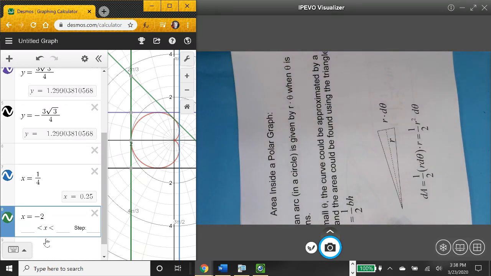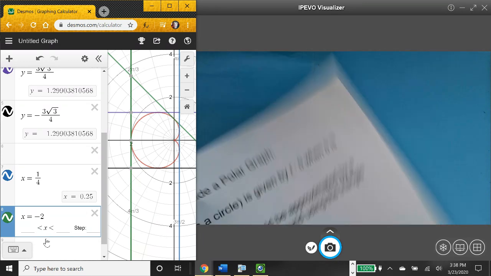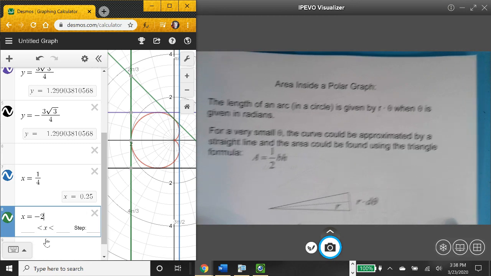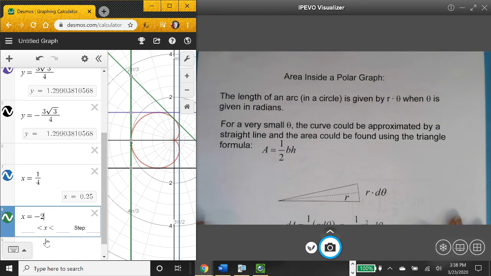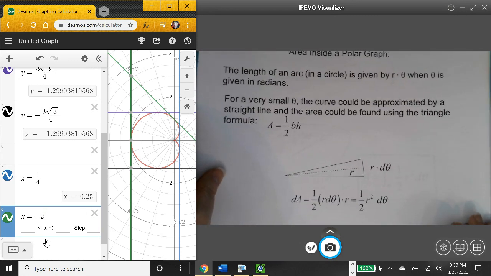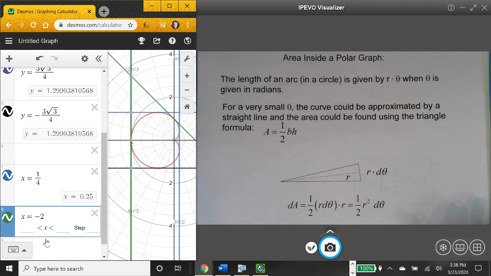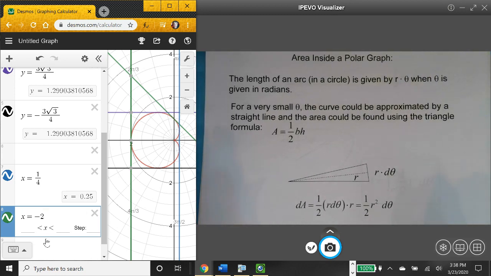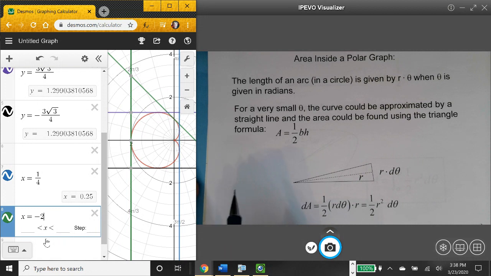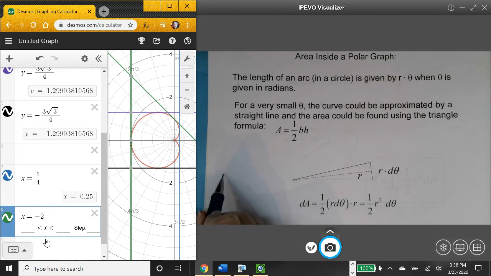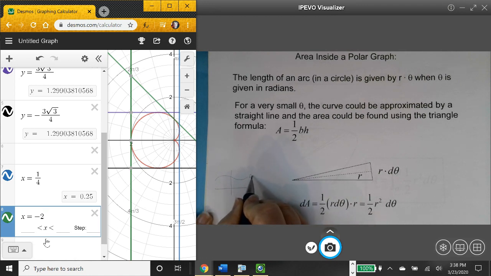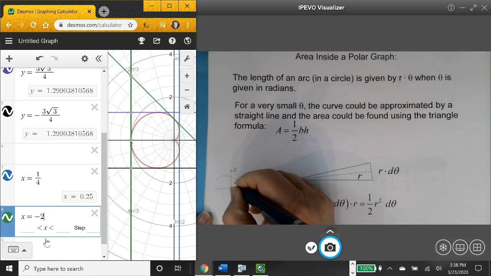The second thing we do with polar curves is we have to find the area inside a polar graph. Now in rectangular curves, we're finding the area between the curves, under the curve. So I'm going to draw a slight example. This is what we're used to. We're used to having some function where y is a function of x, and I'm trying to find the area beneath the curve.